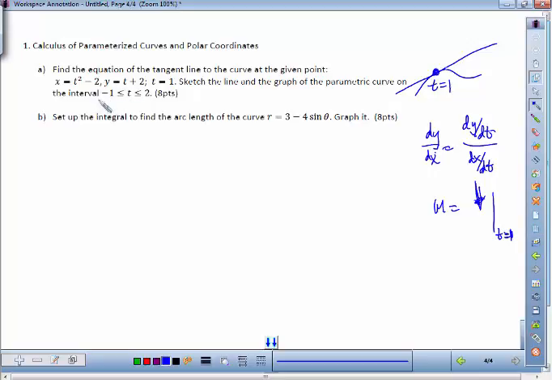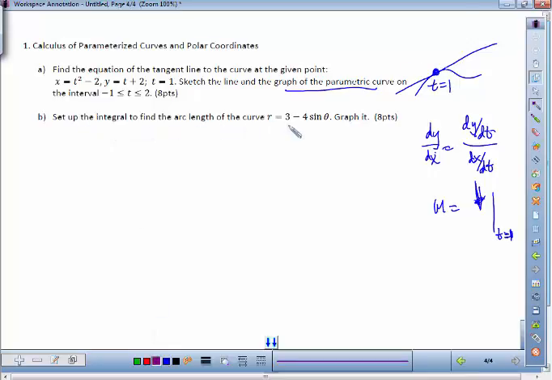This is easy enough to eliminate the parameter, and you'd find dy dx and so on. Either way, you can do it. This is asking you to graph this parametric curve, so I'm hoping that you're comfortable enough to use your TI-83 or TI-89, 84, whatever, to be able to graph parametric equations, as well as polar equations. Okay. So without doing it, that's the hint for number 1A.